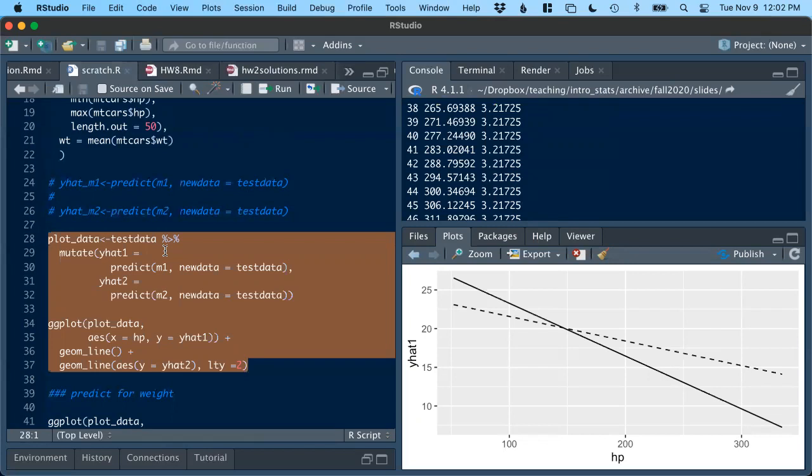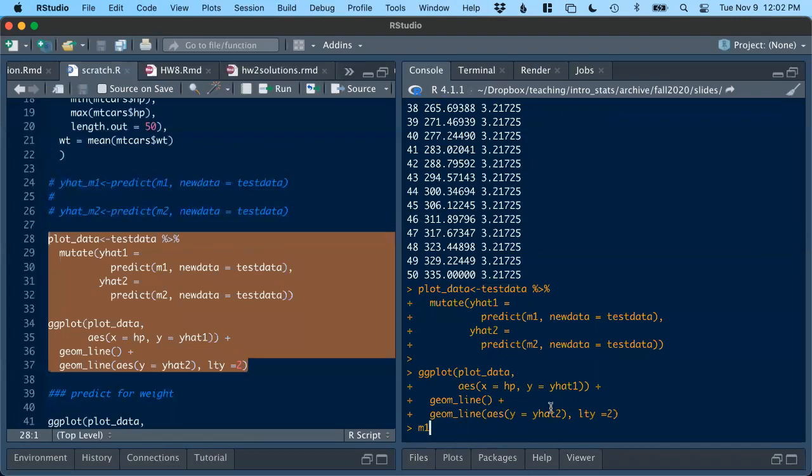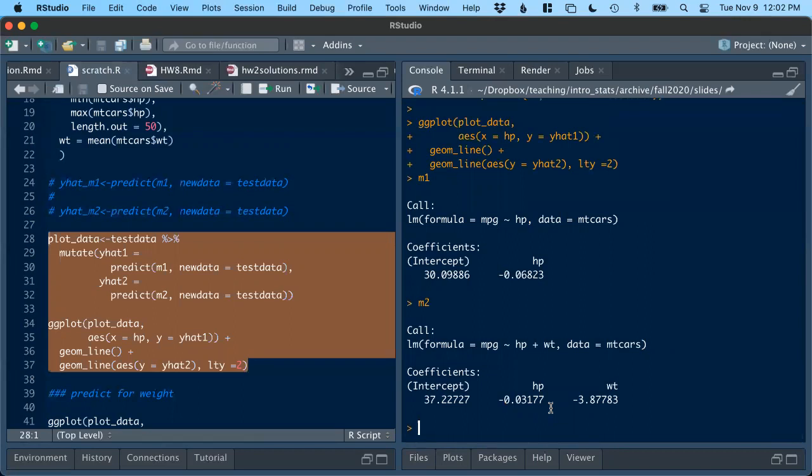The difference between a 50 horsepower car and a 350 horsepower car, assuming weight is held constant at 3.2, in Model 2, is the difference between like 23 and 17, as opposed to a difference between 27 and 4, right? Huge difference. Let's think about that for just a second before we move on to more visuals. M1, M2, right? These are our 2 models. I want to pull out a new statistic that we haven't talked about before called R squared.